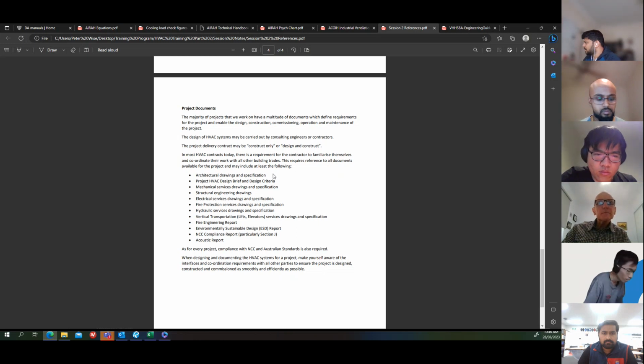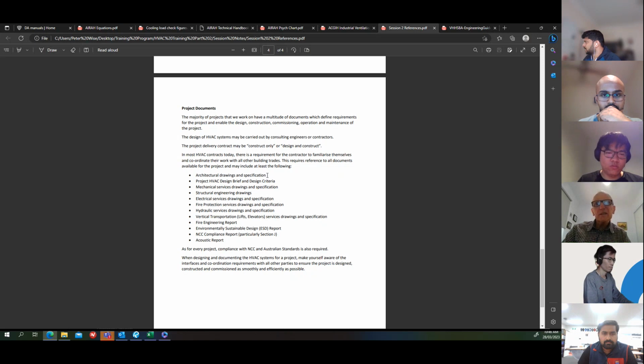So the list is probably longer than this, but it would include architectural drawings and specification. The only thing in there that probably is going to affect us is how the building is going to be built, what clearances are available, spatial provisions for mechanical.